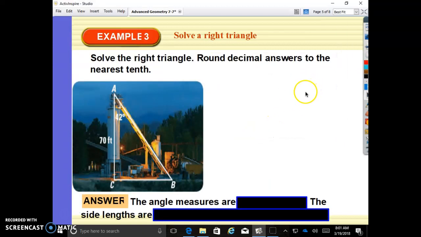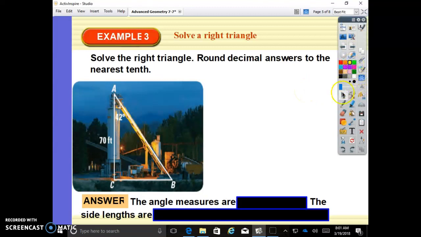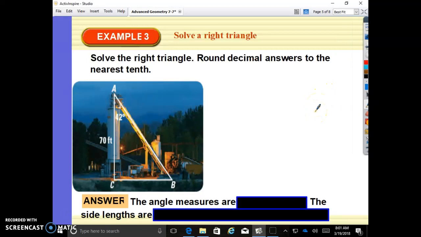Solve the right triangle. Round decimal answers to the nearest tenth. I want you guys to take a minute to try this one out. I'm going to give you a couple seconds to get this set up prior to me showing you. We have a right angle, we have 42 degrees, and we have a height of 70. We're trying to solve for this missing angle here, this missing hypotenuse, and this missing leg.